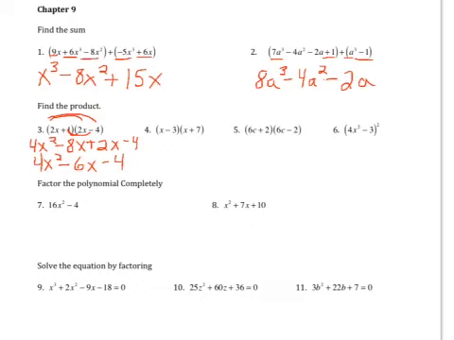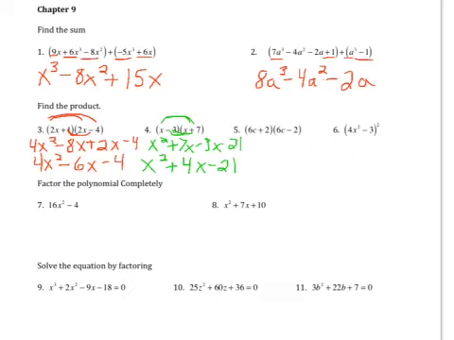For number 4, we want to do the same thing. We want to FOIL, first, outer, inner, last. So x times x is x squared. x times 7 is 7x. Negative 3 times x is negative 3x. And negative 3 times 7 is negative 21. So our final answer is x squared plus 4x minus 21.